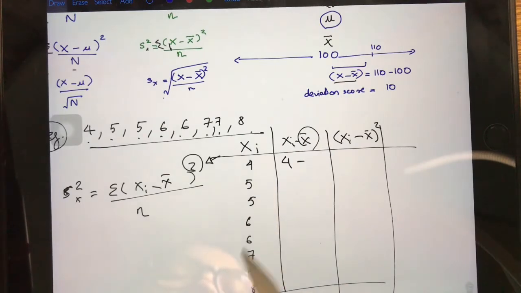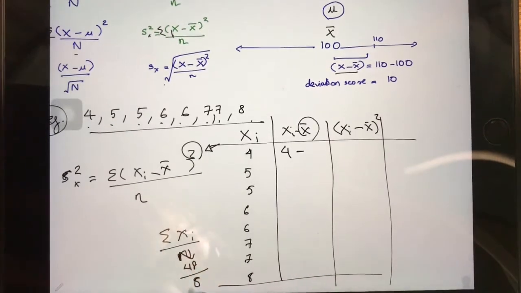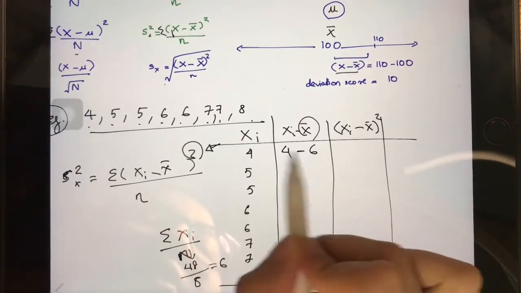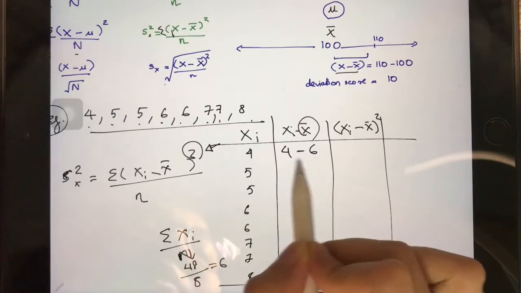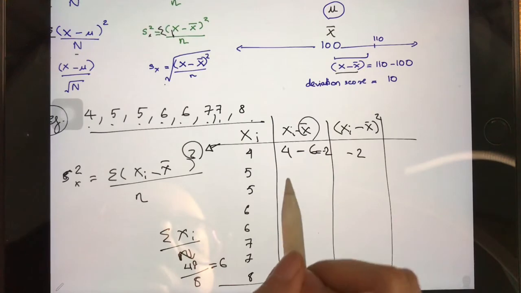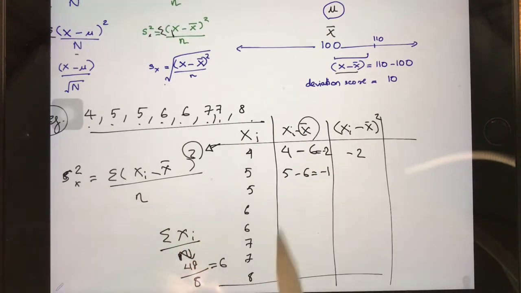If you know how to find the mean, it's very easy. It's just the sum of all the numbers divided by the number of observations. So we have n equal to 8. Let's add all of these up. It is equal to 48. So 48 divided by 8 is 6. That means your mean is 6. So this is how the score deviates from the mean: 4 minus 6 is minus 2. And then 5 minus 6 is negative 1. And then we just calculate all the deviations.